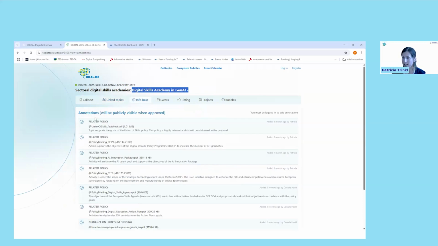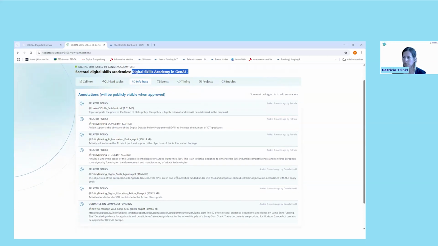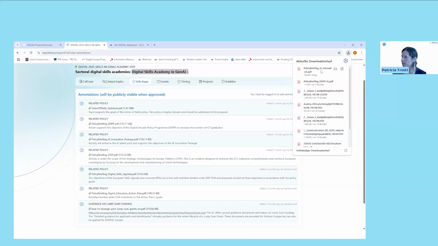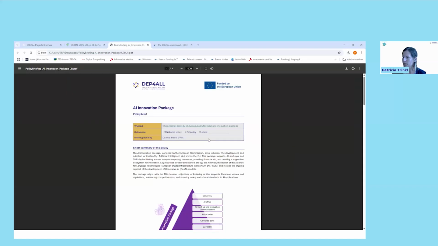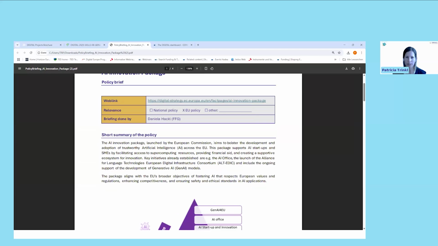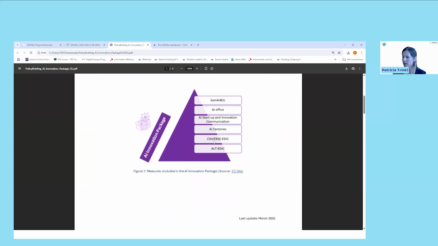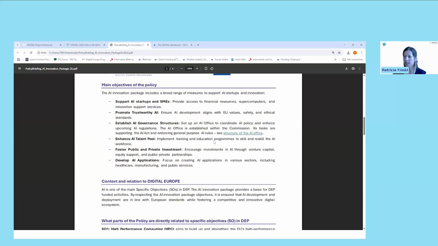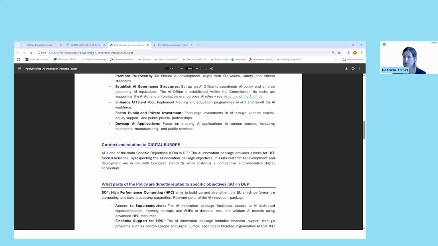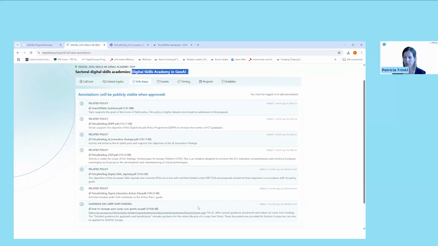On the info page, you see all related policies, what Dani mentioned already before. So for example, you see a policy briefing, which was done from the DEP for All network. You can directly download it from there. Here it is. And you get a really short summary on the policy, what are the measures, and how it is related to Digital Europe. So you get all the background information, for example, also guiding on lump sum findings there.